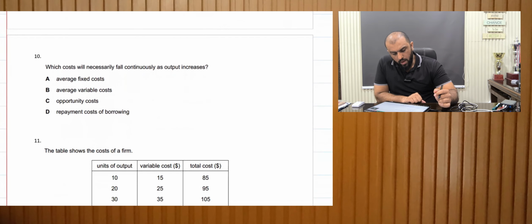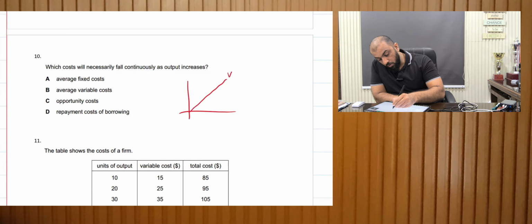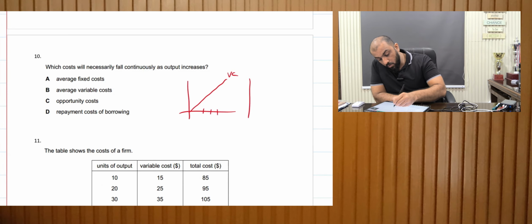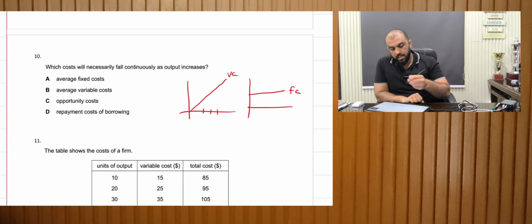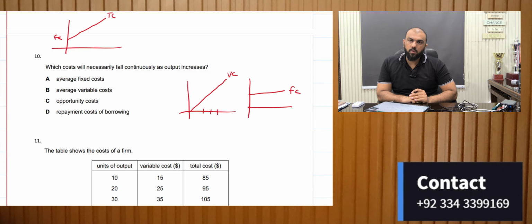Which cost will necessarily fall as output increases? We know that the variable cost would always increase when the output increases. We know that the fixed cost would remain the same. So it cannot be fixed cost, it cannot be variable cost. Let's look at total cost. The total cost also increases and it starts off from the fixed cost. Hence, total cost cannot be the answer.